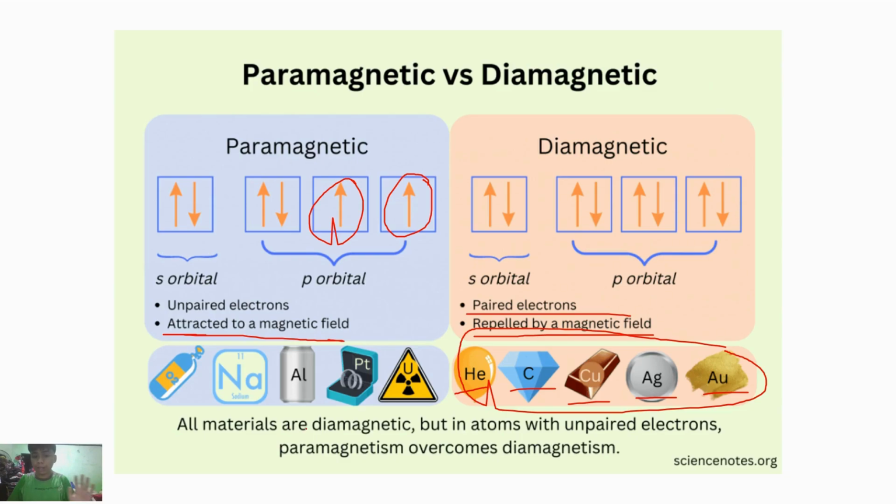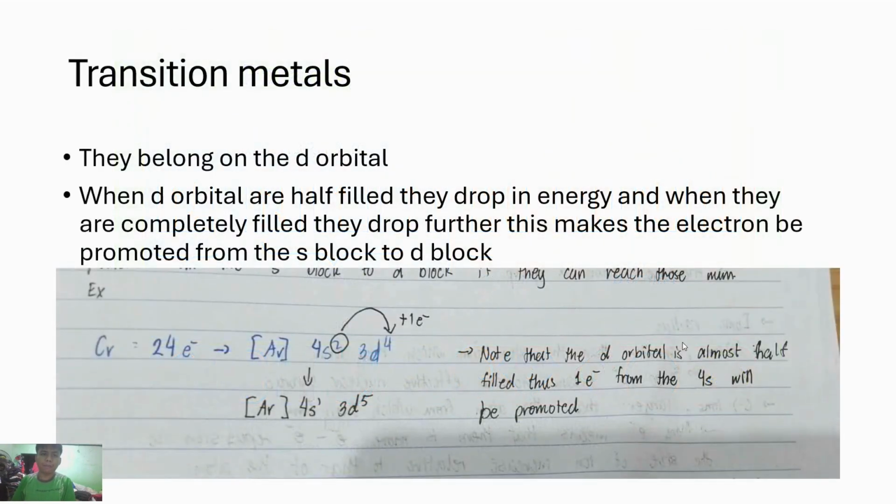And all materials are diamagnetic, but in atoms with unpaired electrons, paramagnetism overcomes diamagnetism. So, take a very easy way to understand this, that all of our materials are diamagnetic, but when it comes to atoms daw, merong mga unpaired electrons nila, the paramagnetism of that characteristic overcomes the diamagnetism of your substance.